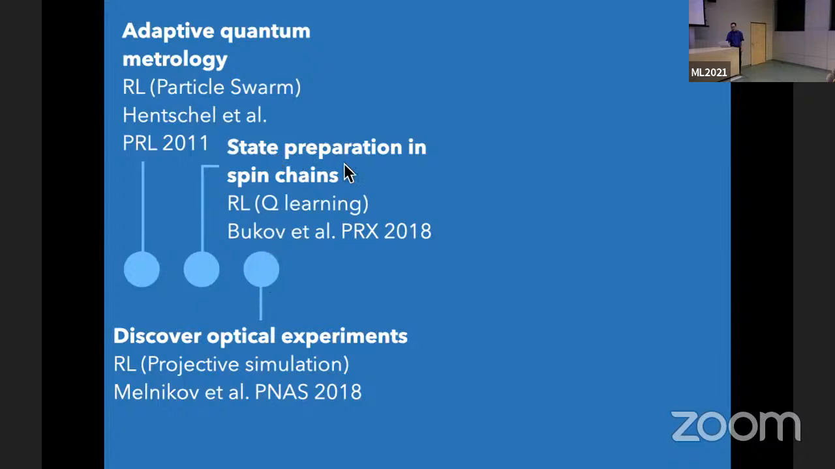I talked about the bang-bang control. That's something I mentioned. I talked about discovering optical experiments. There was a very early kind of reinforcement learning applied to the question of adaptive metrology. So you want to figure out a quantum state, what's the best sequence of measurements, and if you want to adapt your measurements to what you have learned so far, how do you do this? So that is from Barry Sanders' group.